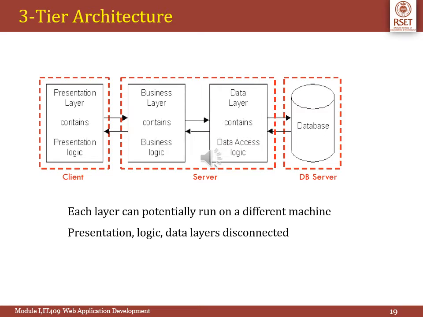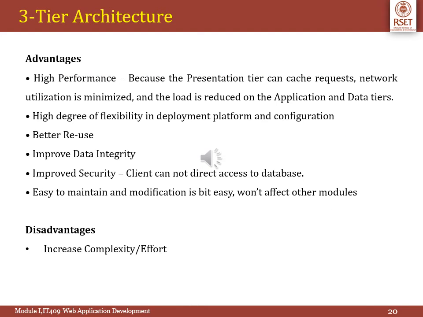The last and the most common type of architecture followed by web applications is the three-tier architecture, where each layer, the presentation layer, the business layer, and the data access layer or data access logic layer, lies on different machines. Advantages of a three-tier architecture are its high performance, its high degree of flexibility in deployment, its better reusability, its improved data integrity and security, and it is easy to maintain and modify. The disadvantage is its complexity.